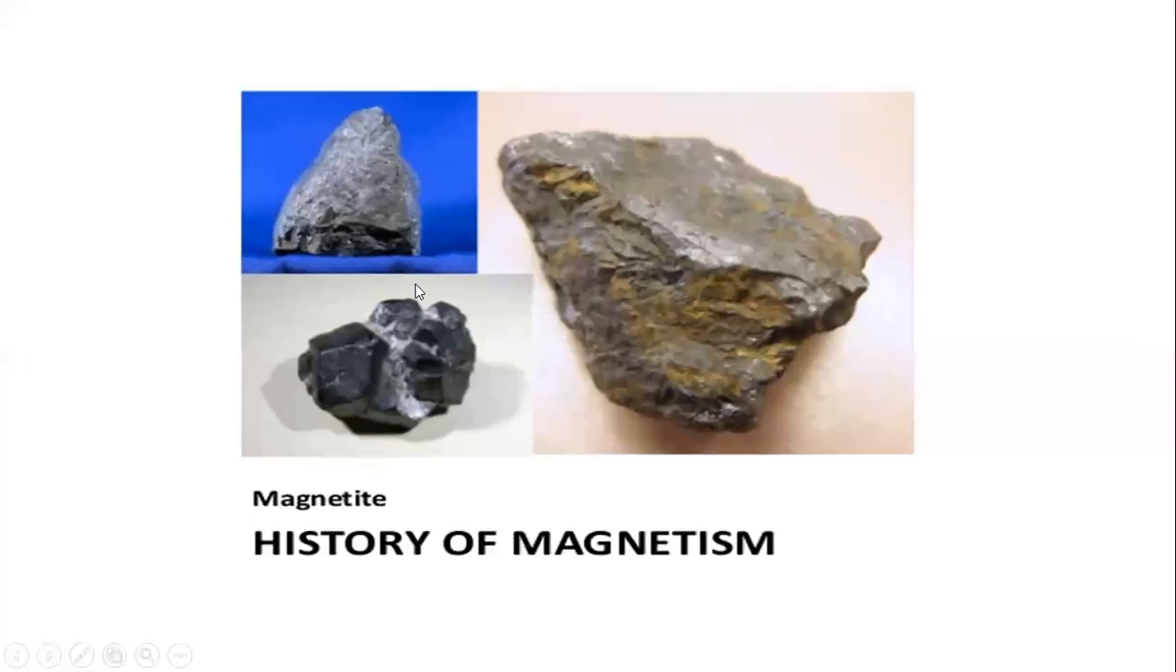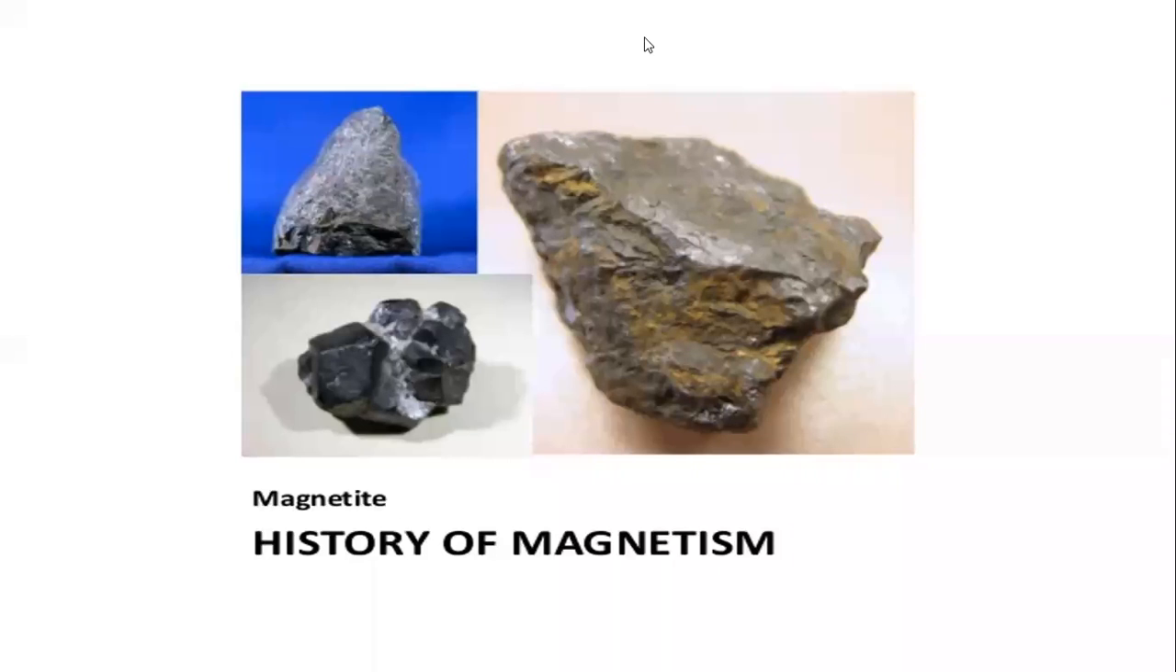So, history of magnetism. For the magnet, there are two types. One is a natural magnet. Another one is artificial magnets. Okay, so what is the difference between natural and artificial? What is meant by artificial? Made by human beings, that's called artificial.